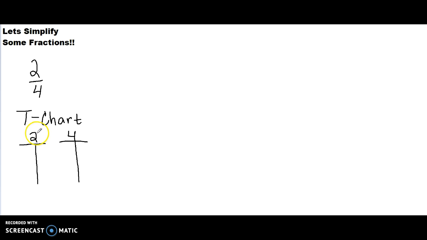Now what you're trying to do is find the factors that make up the 2 and the factors that can give you a 4. So for 2, the factors that give you a 2 are 1 times 2. For 4, the factors that give you a 4 are 1 times 4 and 2 times 2. Okay? Now, I'm going to write down all of my common factors.